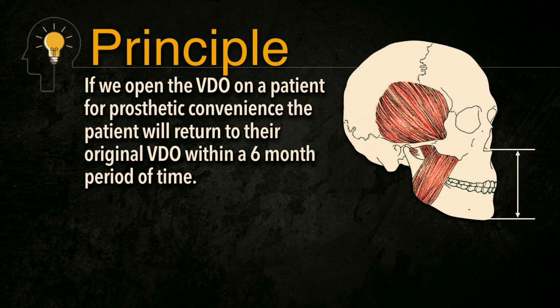So the principle is, if we open the vertical dimension of occlusion for prosthetic convenience, the patient will return back to their own vertical dimension within about 6 months, and they won't even know it's happening.